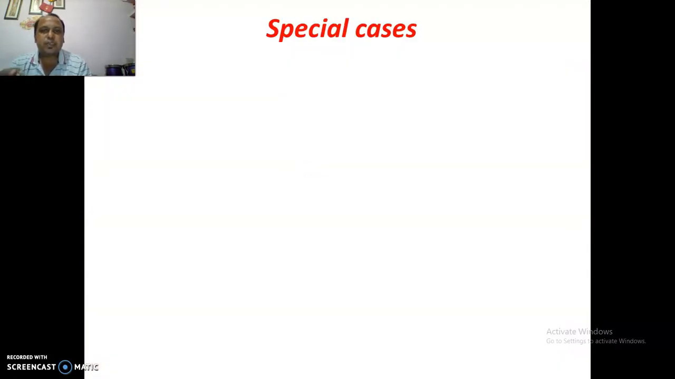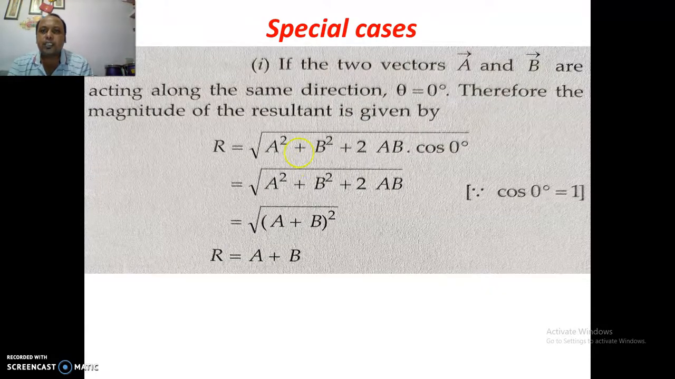Now let us discuss some special cases, in which we will be discussing how the resultant can be calculated when the two vectors, vector A and vector B, are making different angles. The first condition is if the two vectors, that is vector A and vector B, are acting along the same direction, that is theta is 0 degrees, therefore the magnitude of the resultant will be given by the formula root over A square plus B square plus 2AB, cos 0 is 1. So it is root over A square plus B square plus 2AB, which is written as root over (A plus B) whole square. So the square root and square term will cancel out.